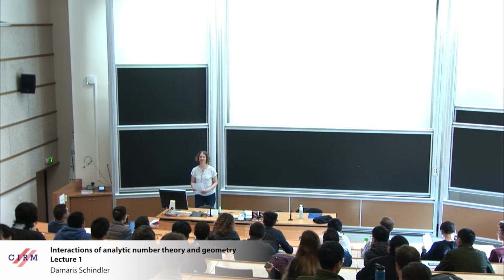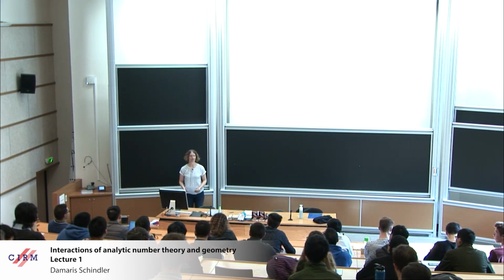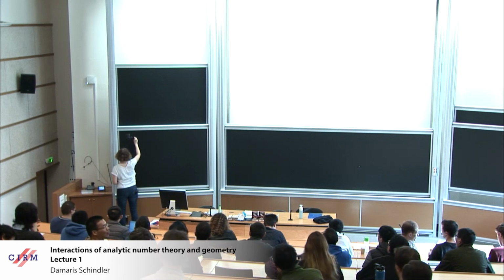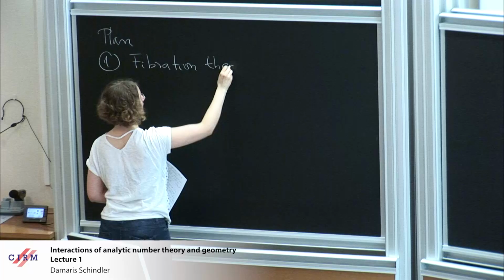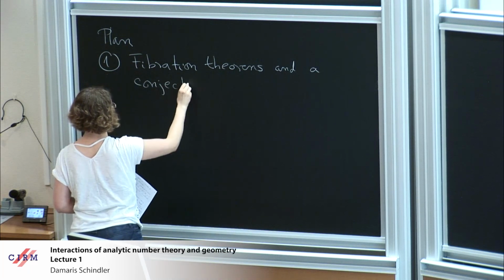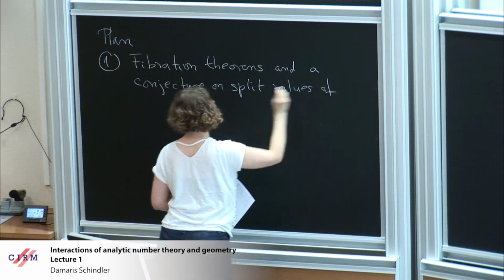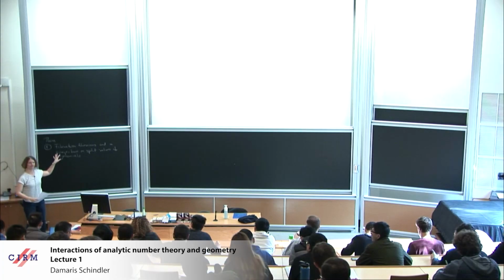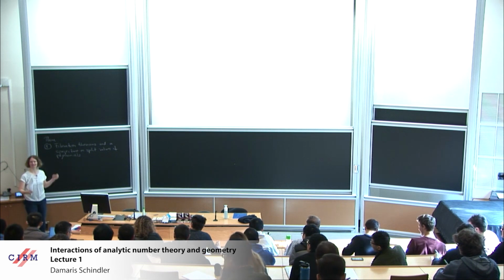Before I get started, I want to tell you a little bit what the plan is. I was asked to talk about different analytic methods in the study of, say, rational and integral points. As a starting point, I chose in the first lecture to say a bit about fibration theorems and a conjecture on square values of polynomials. Here I will overlap a little bit with what Cyril is going to do later, but I need it as a motivation to tell you one problem that I hope everyone is interested in. And then we will run into this conjecture.